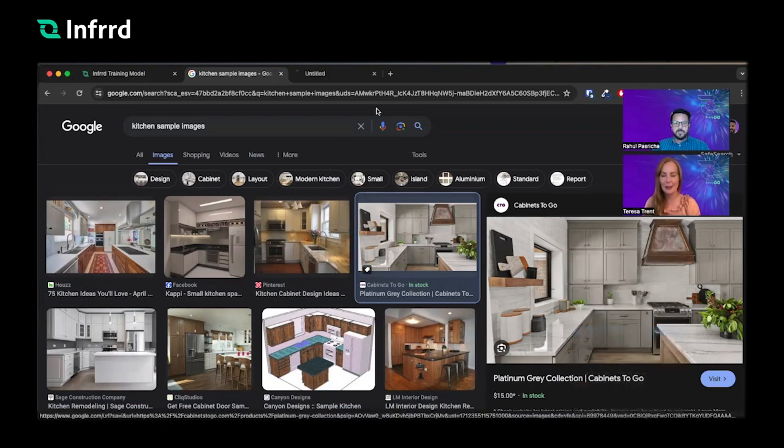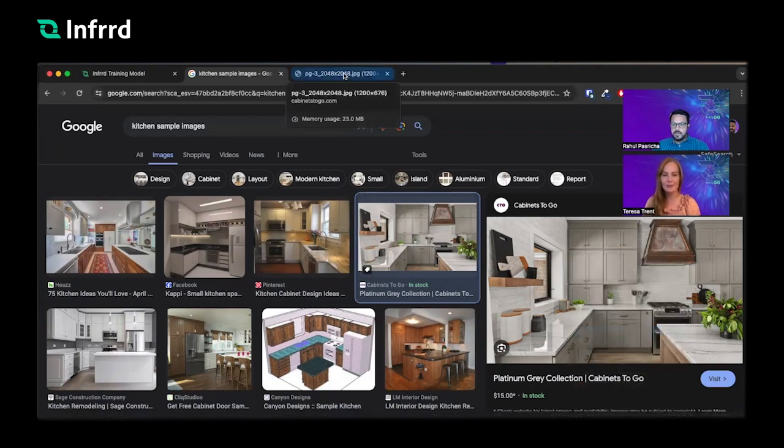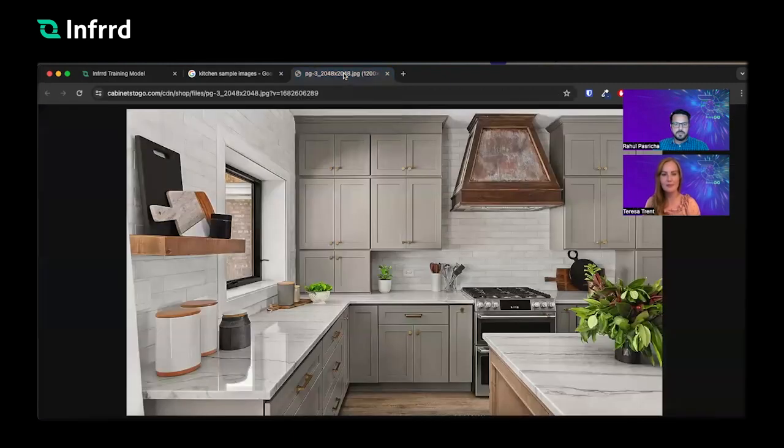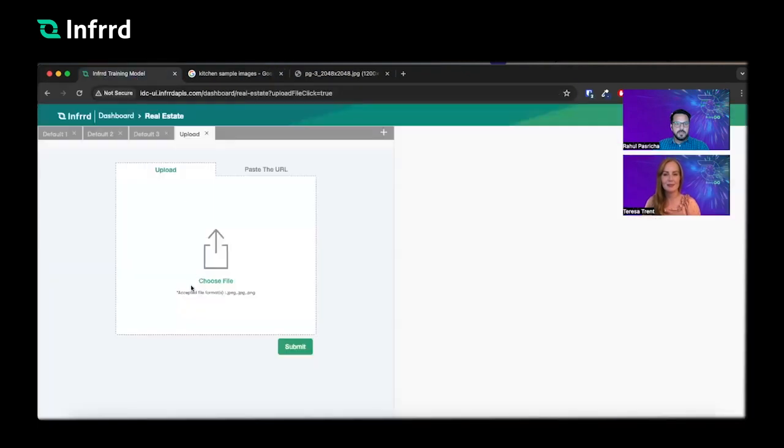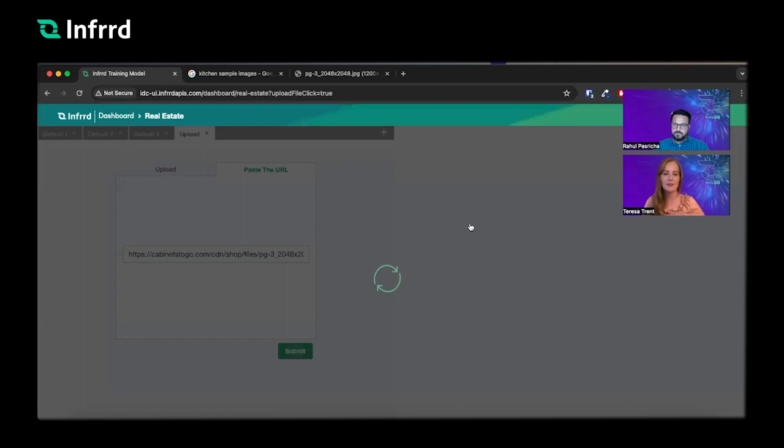Because it has a kitchen island, it has a stove, countertop, cabinets. So I'm going to copy this image URL. We can either upload an image or we can just paste the URL and submit. Oh, that's cool. All right.